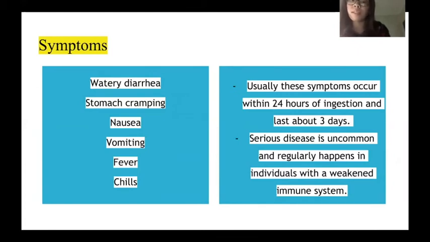Serious disease is uncommon and regularly happens in individuals with a weakened immune system, such as those who have liver disease, cancer, diabetes, thalassemia, HIV, receive immune suppressing therapy, take medicine to decrease stomach acid, and had recent stomach surgery.